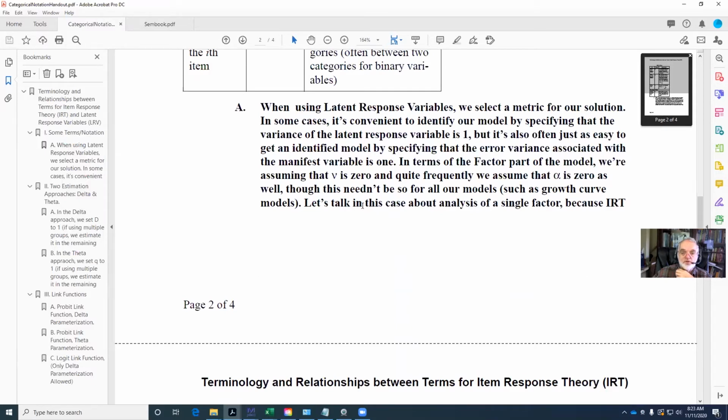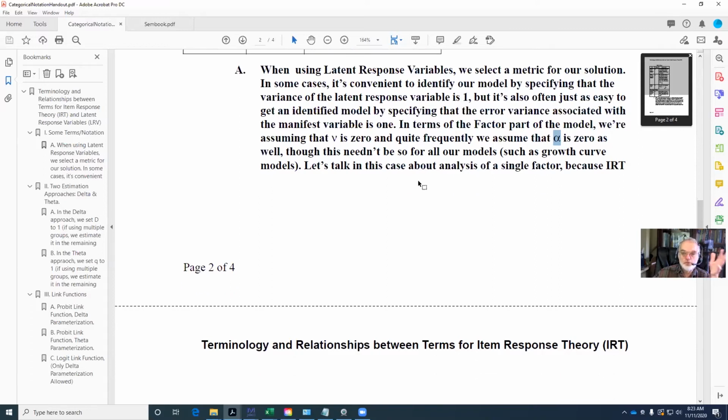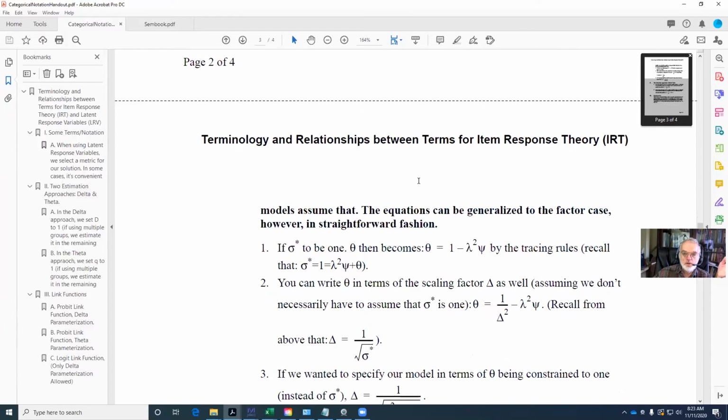And what I have in here is a restatement of what was in the chapter. When we're playing with latent response variables, we set a metric. Sometimes we want the whole variance of our latent response variable to be 1. Sometimes we want the error variance associated with the manifest variable to be 1. In terms of the factor part of the model, we assume that mu is 0. And we quite frequently assume that alpha, the factor mean, is 0 as well. This needn't be so for all of our models, but it's the default behavior. And when you're doing IRT models, this is pretty much what you think about.